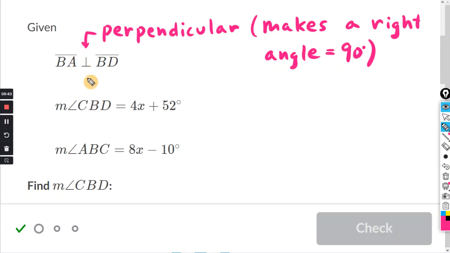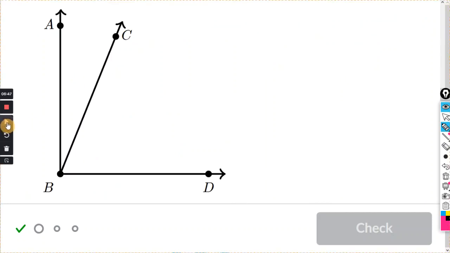So I'm going to label that BA and BD make a right angle. All right, here's BA, and here's BD. So these are perpendicular. They make a right angle. So I am going to draw a little box or square in there, indicating that that whole thing is a right angle, 90 degrees.